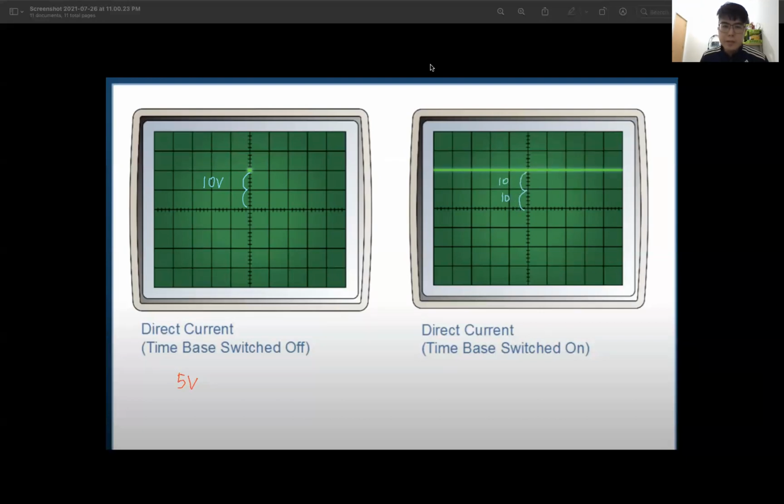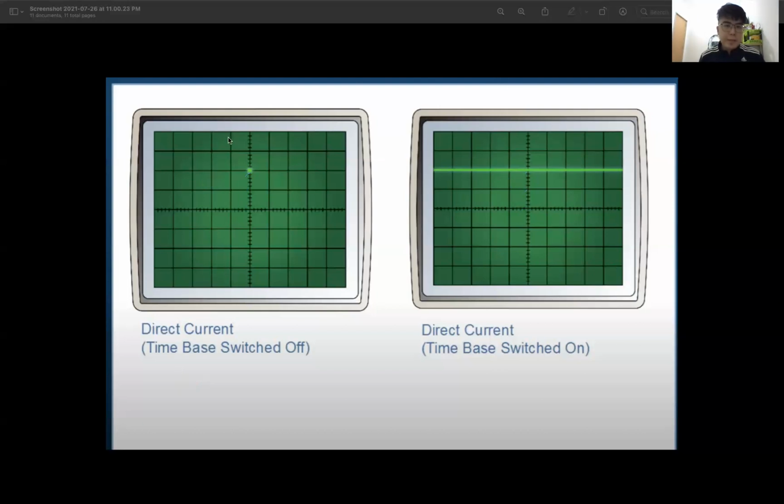No, sorry, 10 volt overall. So 5 volt per division, 5 volt, 5 volt. So that's 10 volt. Okay, when you switch on the time base, it looks like this. Sometimes the question will ask you to draw. If the time base is switched on and it's a given voltage, they ask you to draw the line.